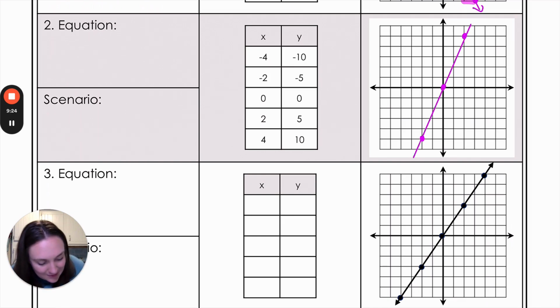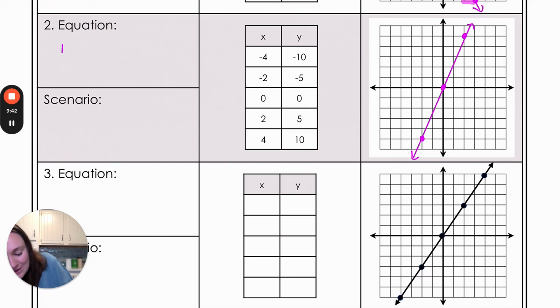my line. Probably the easiest way to go from a table to that graph is by just making these into those ordered pairs x, comma, y. So whenever you can, right, we want to graph those as easy as we can. All right, so we've got the table, we've got the graph. Now we need to come up with an equation.